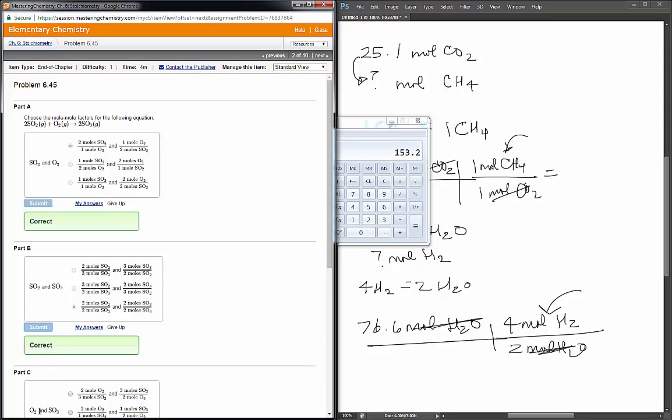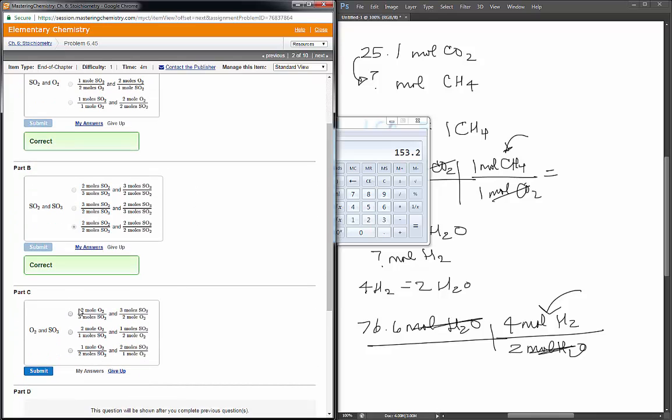And for part C, they're asking about O2 and SO3. We see that 1 O2 goes to form 2 SO3. So 1 O2 forms 2 moles of SO3. So this bottom option that I've got has 1 mole of O2 on top, 2 moles of SO3 on the bottom, and then 2 moles of SO3 on the top, 1 mole of O2 on the bottom. So that's the right one.